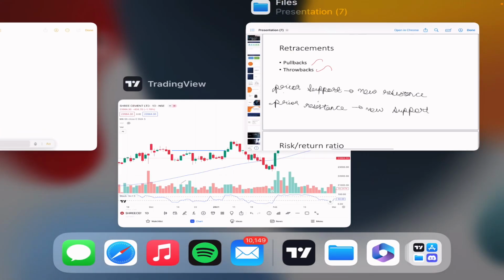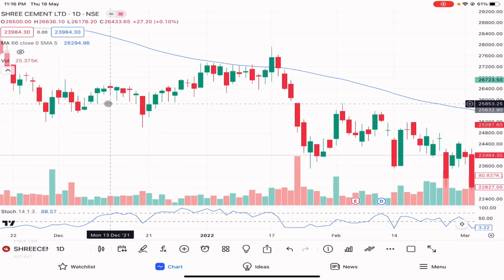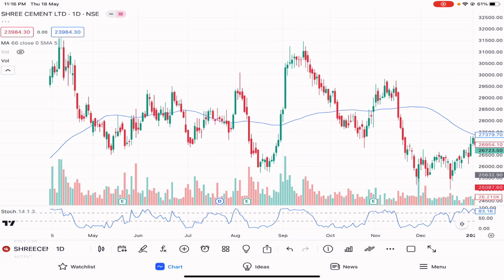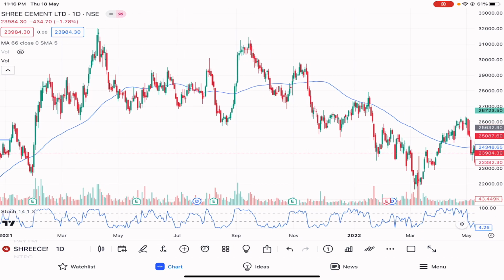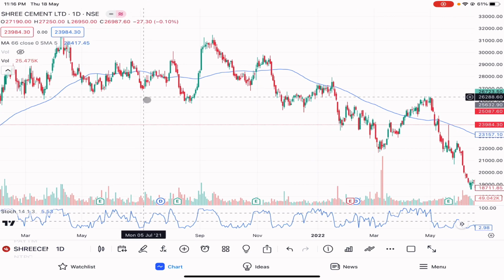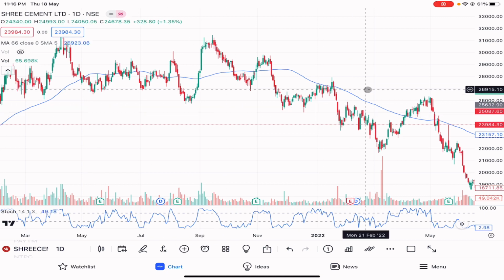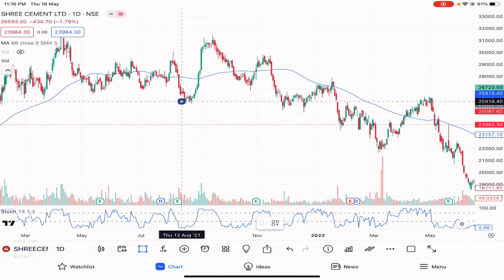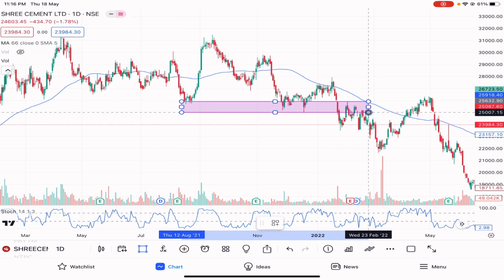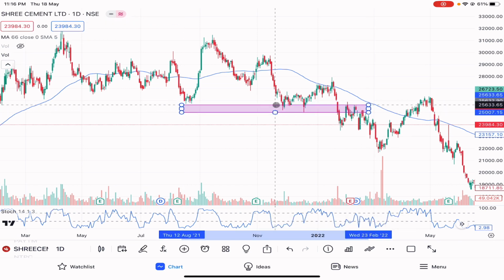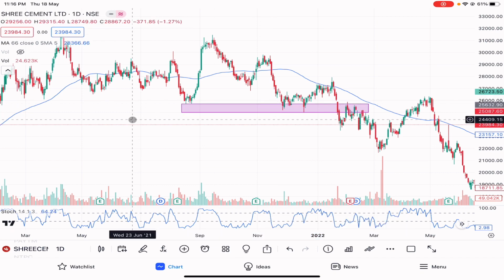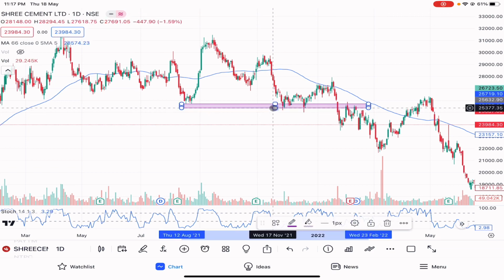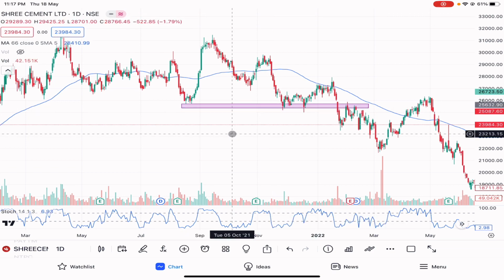Let's see some real life examples of retracements now quickly on our charts. Let's just see our Shri Cement itself. Alright, so if you look at the zone over here, this acted like a strong support zone, right? So let me just quickly mark a rectangle over here. Now look at this zone over here. This zone somewhere over here is an important support zone for me, right? Okay, let me just extend it a little bit over here. So this is one important support zone for me.